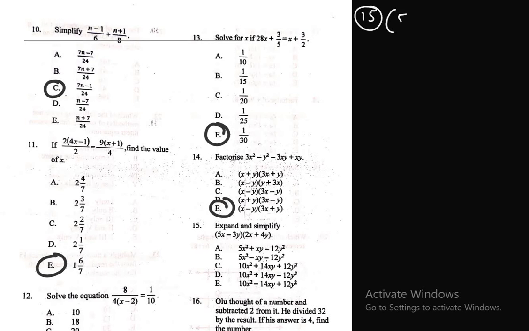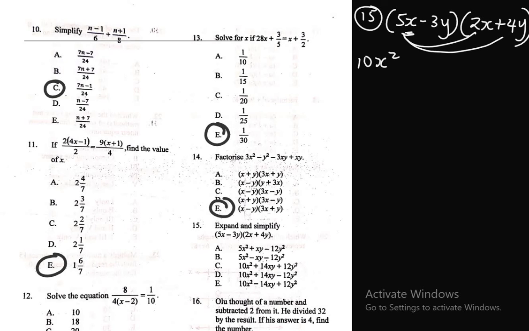We have (5x minus 3y)(2x plus 4y). Multiply the first term, this times this. 5x times 2x will give me 10x squared. Again, 5x times 4y will give me 20xy. From here, minus 3y times 2x is minus 6xy, and minus 3y times 4y is minus 12y squared.